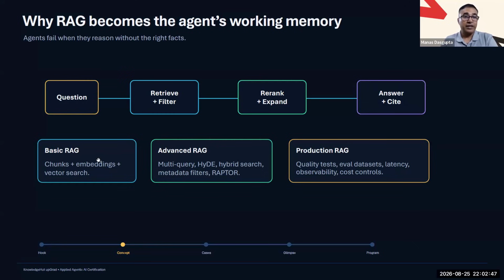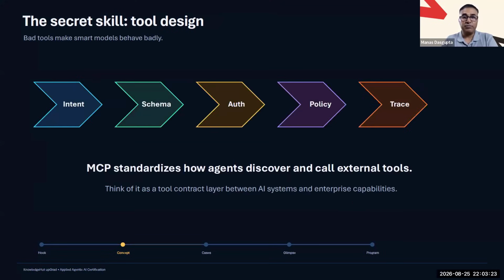So in the applied agentic AI course, RAG is covered very extensively, starting with basic RAG, then advanced RAG. There are multiple different RAG constructs like multi-query RAG, HyDE RAG, hypothetical document embedding, RAPTOR RAG, which is a kind of recursive construct of retrieval, hybrid search, metadata filters, etc. And then eval dataset, latency, observability, cost control, etc. Right, so that's the RAG construct, retrieval augmented generation.